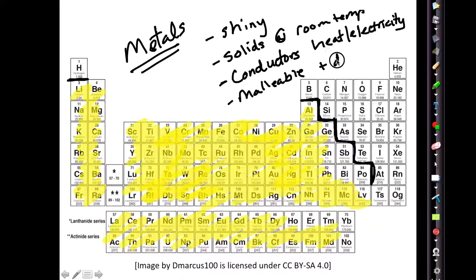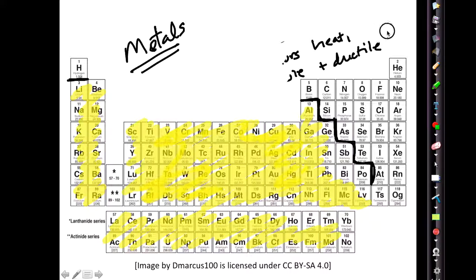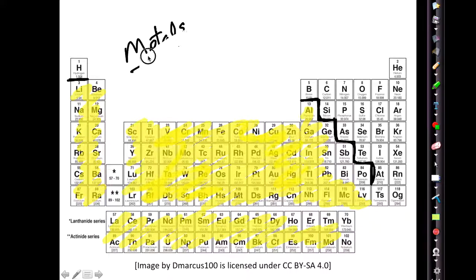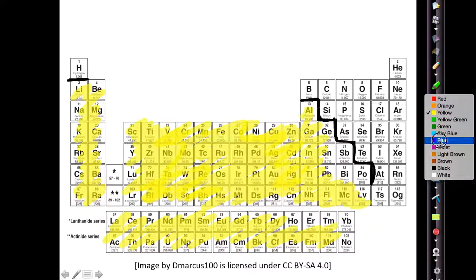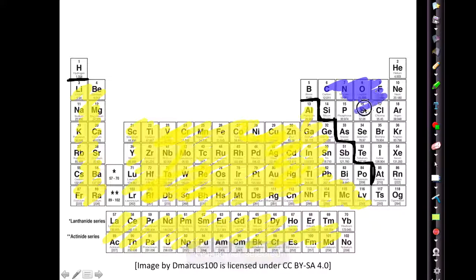So these are some general characteristics of what we refer to as metals, which would be below and to the left of that stair-step line on the periodic table. Now, the elements that we find above and to the right of that stair-step line, let's get rid of our properties for metals here and talk about the other elements. Use a different color highlighter. Let's go with blue. So these elements over here are nonmetals.